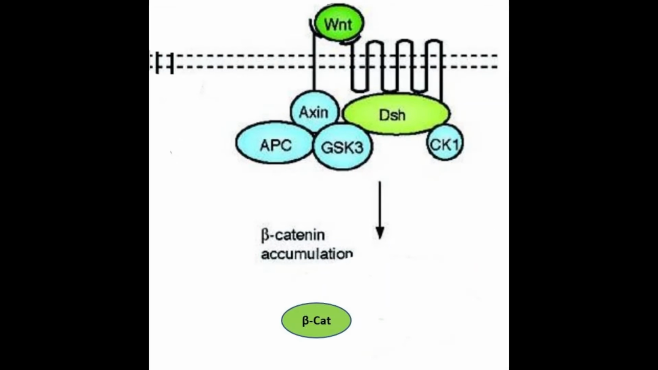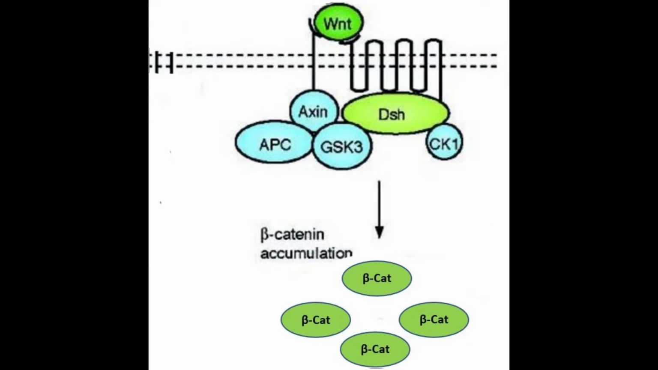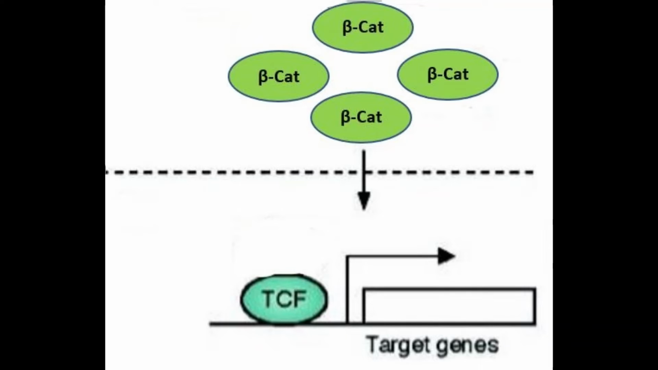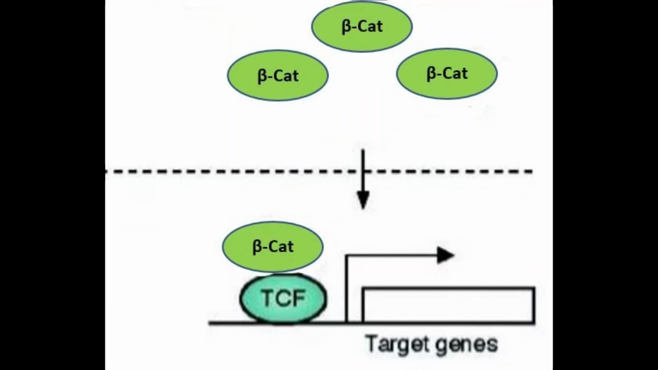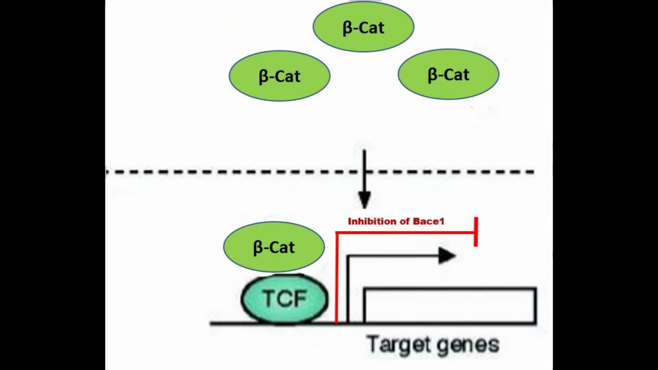This series of events stops the degradation of beta-catenin. The beta-catenin can then travel into the nucleus and affects gene transcription by acting as a co-activator with the TCF, T-cell factor. This activates the transcription of target genes and inhibits the transcription of the BACE1 enzyme. BACE1 is partially responsible for the creation of plaques, which lead to Alzheimer's disease.